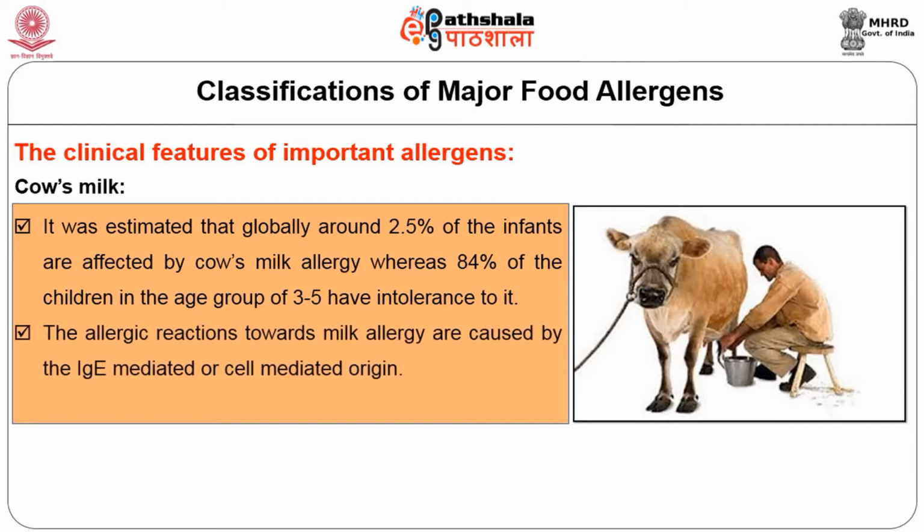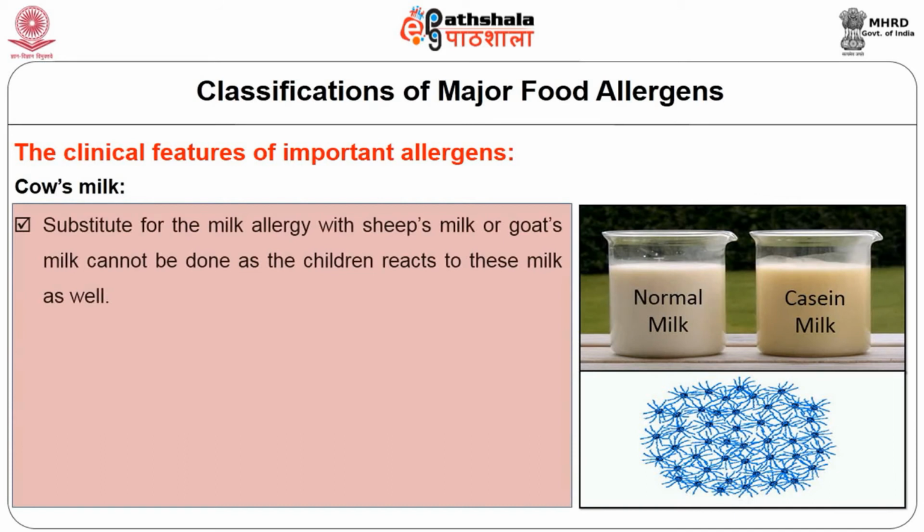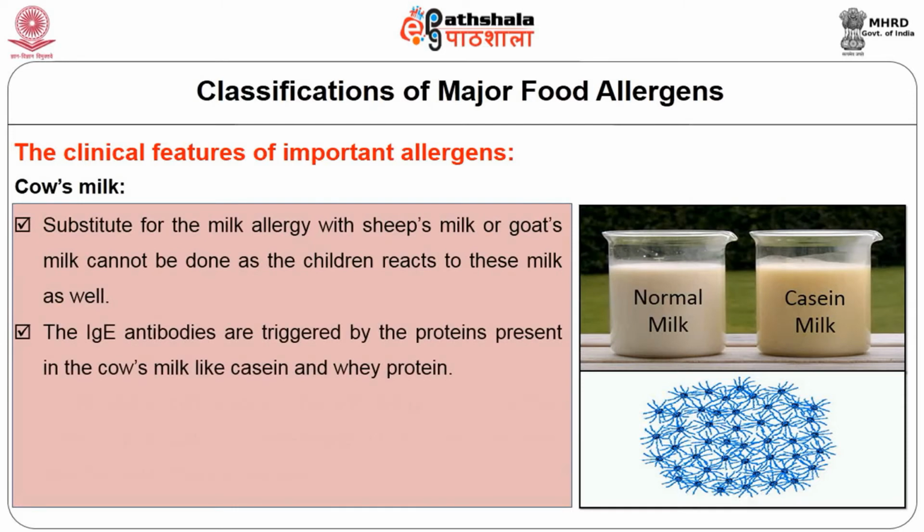The allergic reactions towards milk allergy are caused by immunoglobulin E mediated or cell-mediated origin. Substituting sheep's milk or goat's milk for milk allergy cannot be done, because the children react to these kinds of milk as well. The immunoglobulin E antibodies are triggered by the proteins present in cow's milk like casein and whey protein.